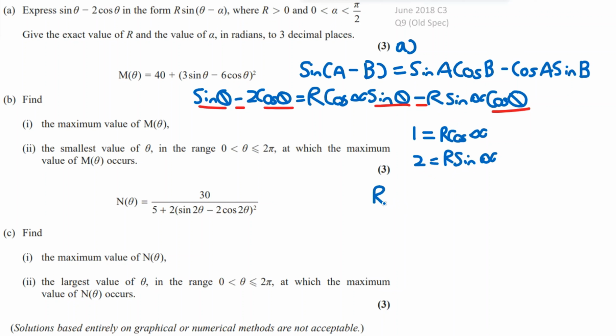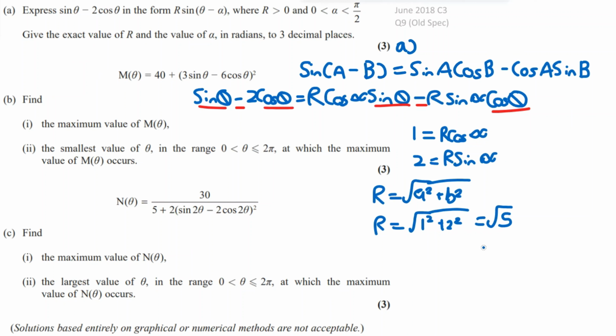Okay, we can figure out r using the formula r is equal to the square root of a squared plus b squared. So therefore r is going to be equal to the square root of 1 squared plus 2 squared, which is equal to the square root of 5. It wants the exact value of r.